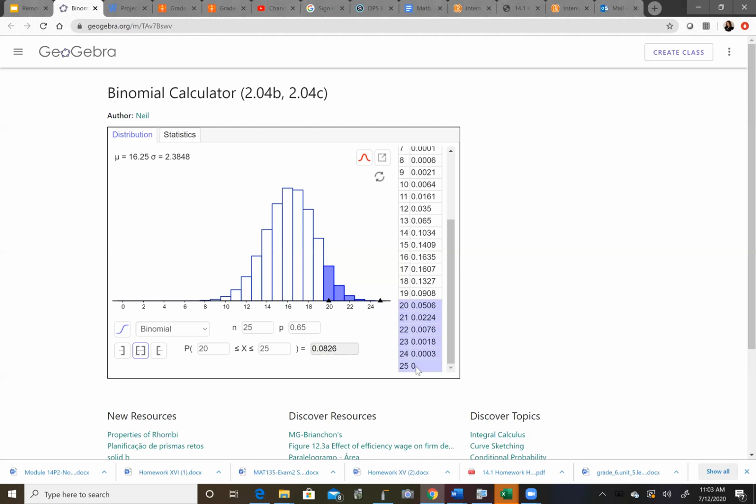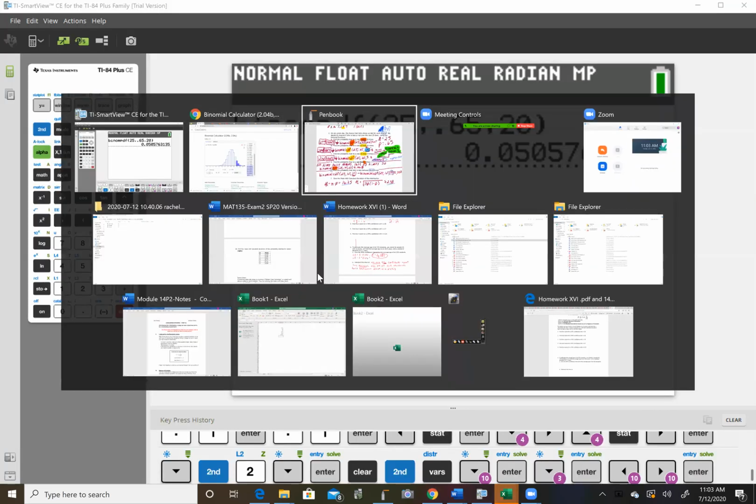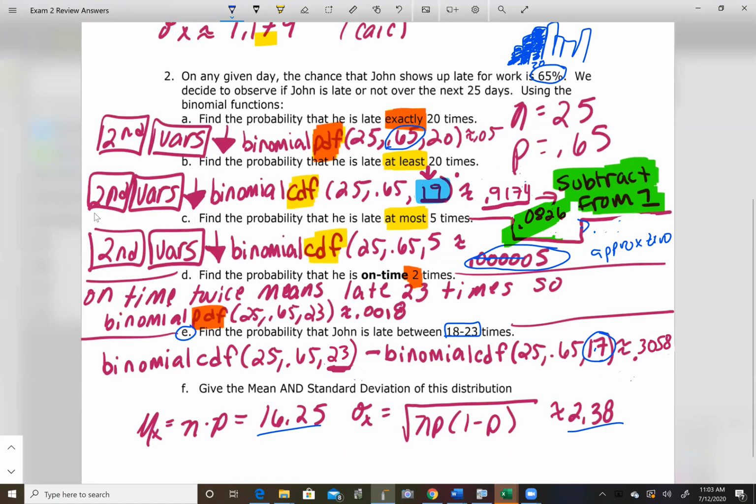So this is what we're looking for: the column with 20 in it and everything above. However, the way the calculator works is that it only adds up what is below. If you look at what's white in this histogram, that is what the calculator will find up until 19. So in the calculator, we're going to do second vars, binomial CDF this time, since we're adding up more than one column.